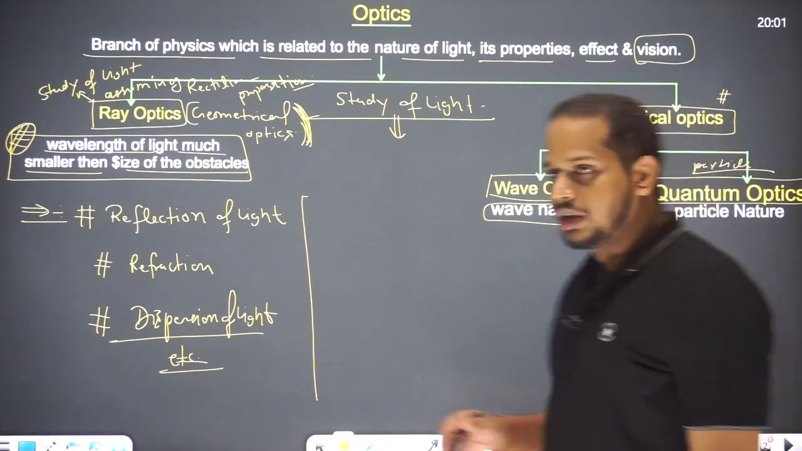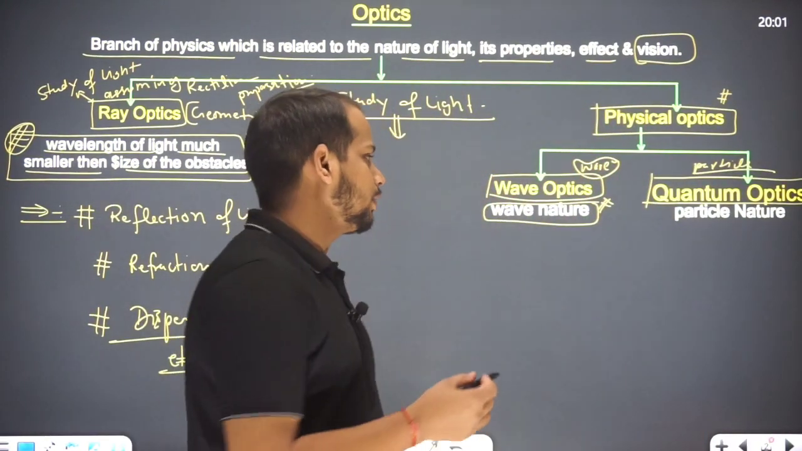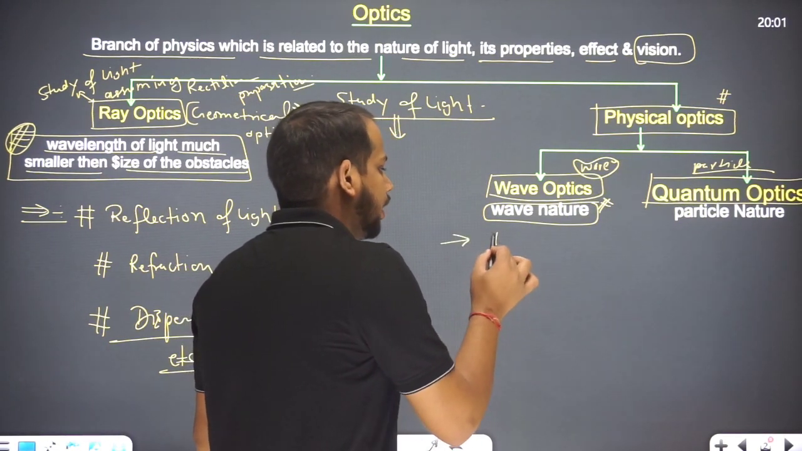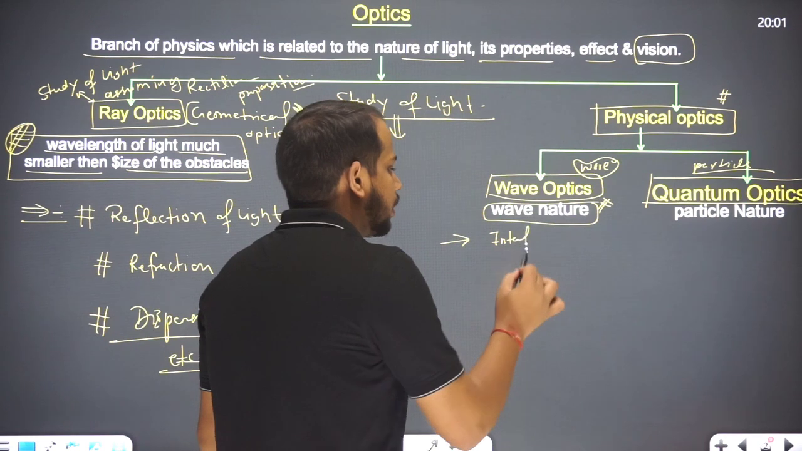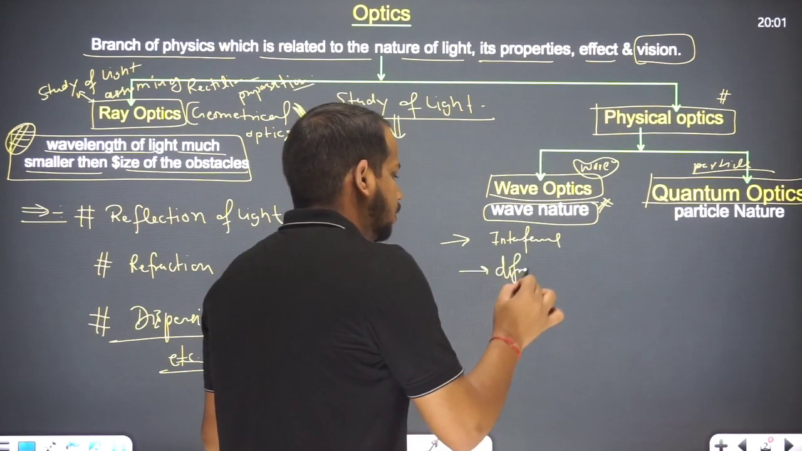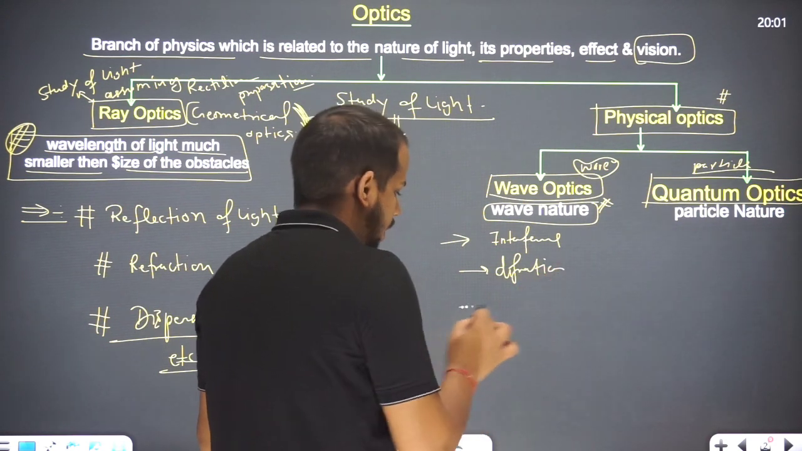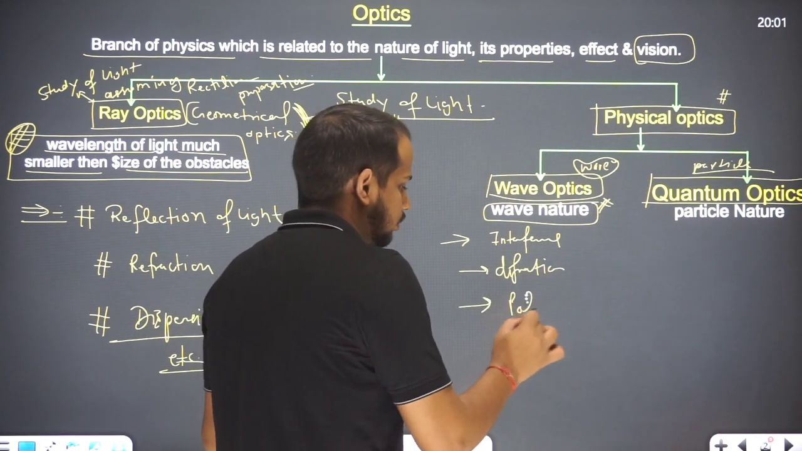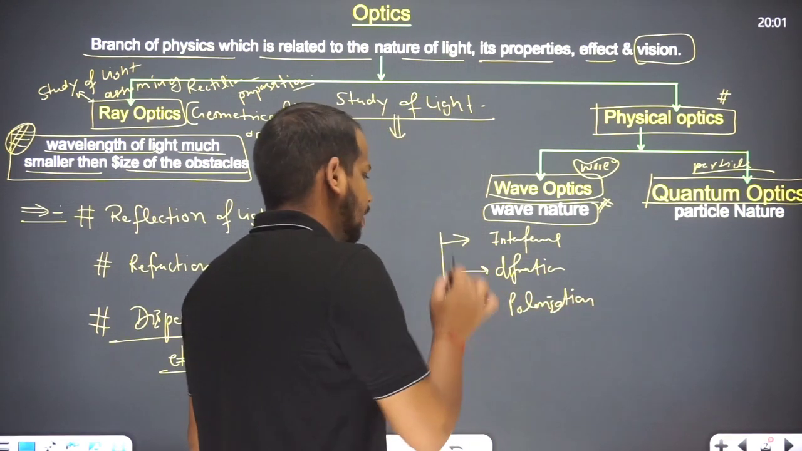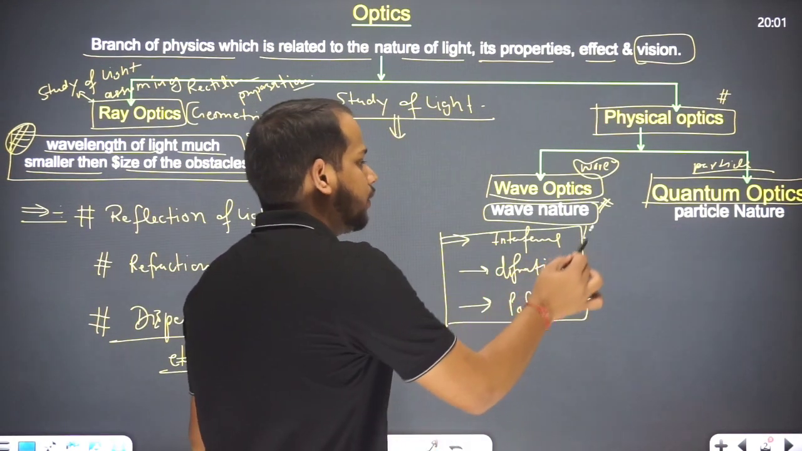In wave nature, basically in our class 12th, what do we have to take? We have to take interference, diffraction, and polarization, right? Okay, we have to discuss these things in this wave nature.